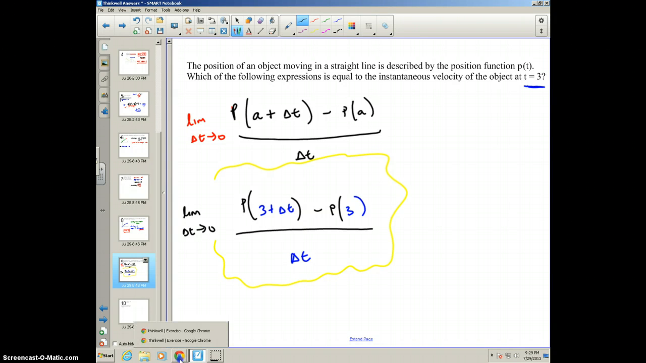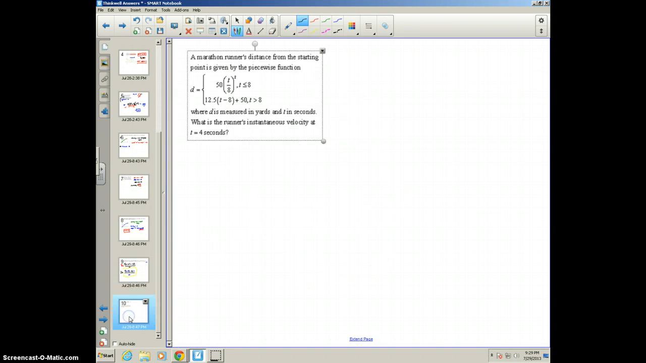So moving on to our next problem, which is quite difficult. A marathon runner's distance from starting point is given by a piecewise function, and you can see the piecewise function, where d is measured in yards and t is in seconds. What is the runner's instantaneous velocity at t equals 4 seconds? In order to do this problem, we must first understand what they are asking. So basically, what are we looking for?